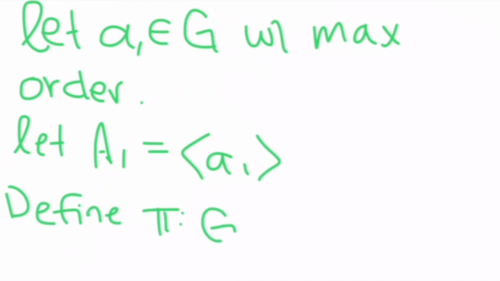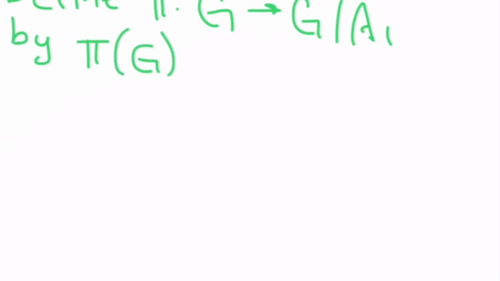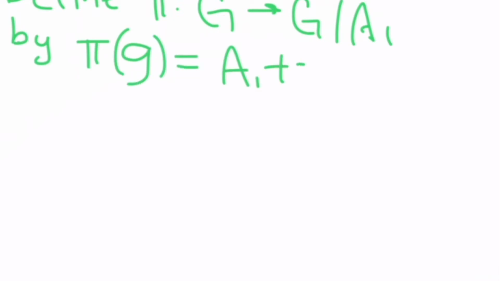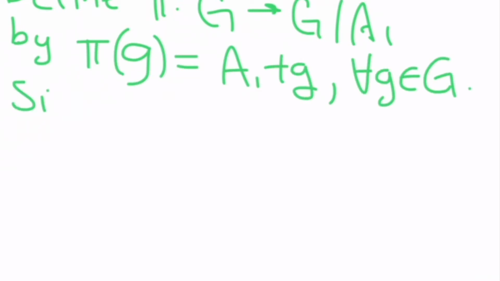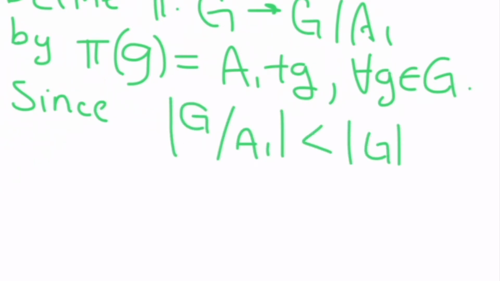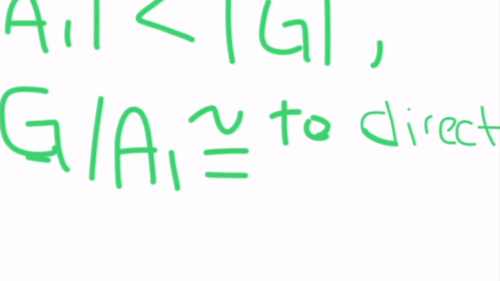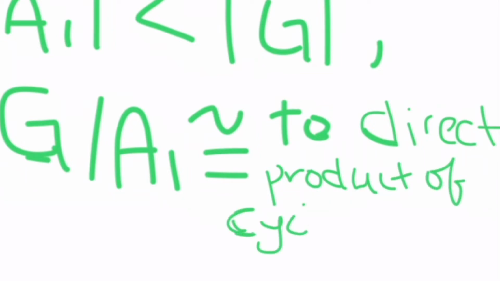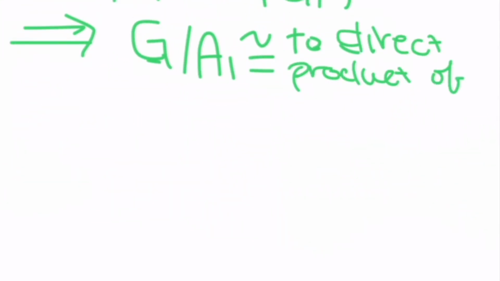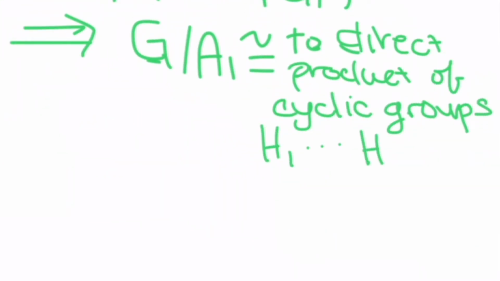Now define pi to be the canonical homomorphism from G to G mod A1 by pi of little g is equal to the coset A1 plus g for all g in G. Since the order of G mod A1 is less than the order of G, we have by our inductive hypothesis that G mod A1 is isomorphic to a direct product of cyclic groups H1 through Hn.